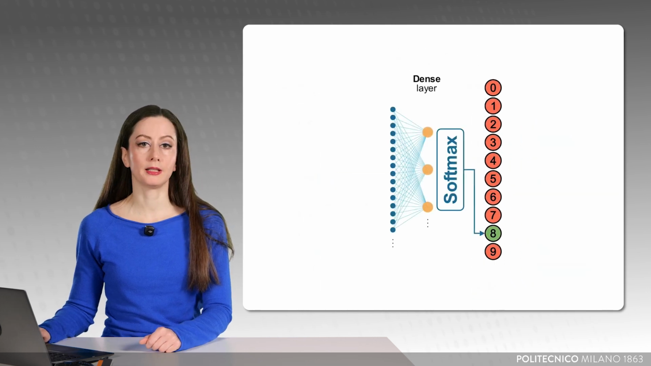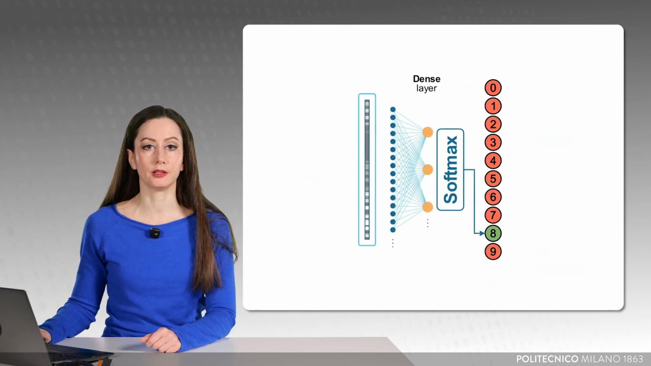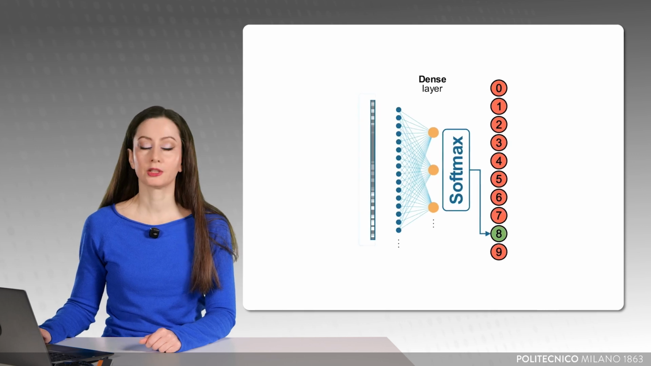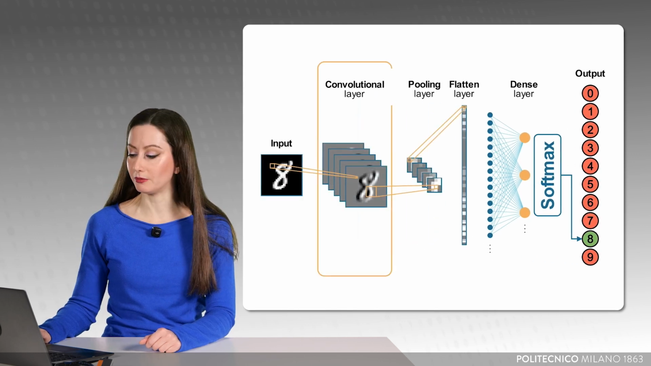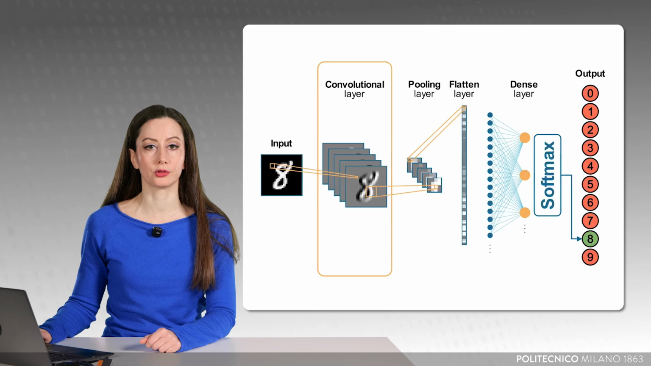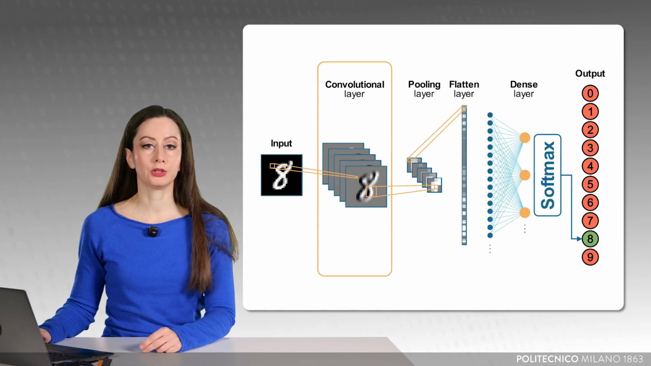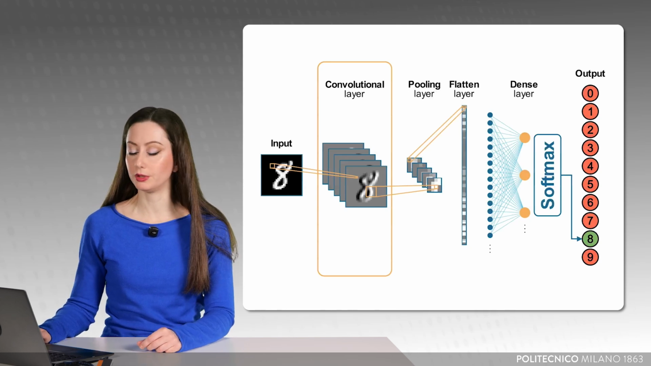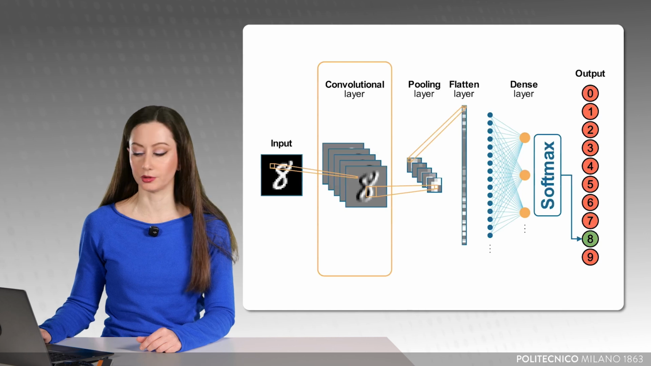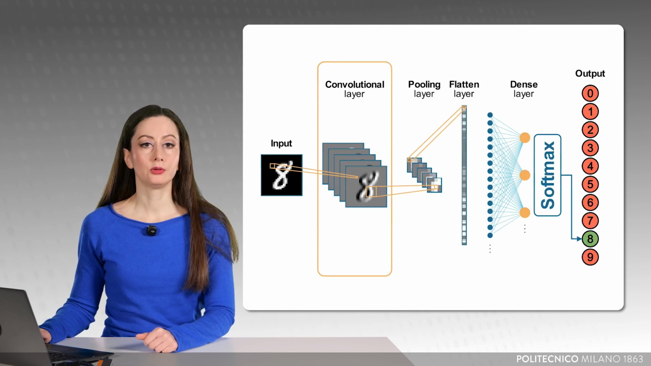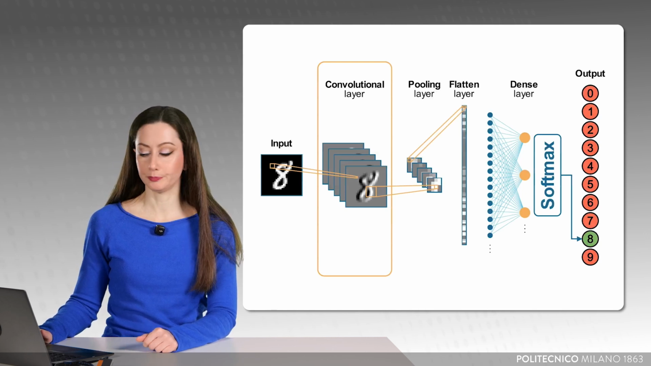So now let's go back and let's see how the input for the dense layer is constructed. And actually, we need to start from the very beginning, from the first layer called convolutional layer. Given an image as input, its goal is to extract its most important features. And to do it, it uses convolution with filters.